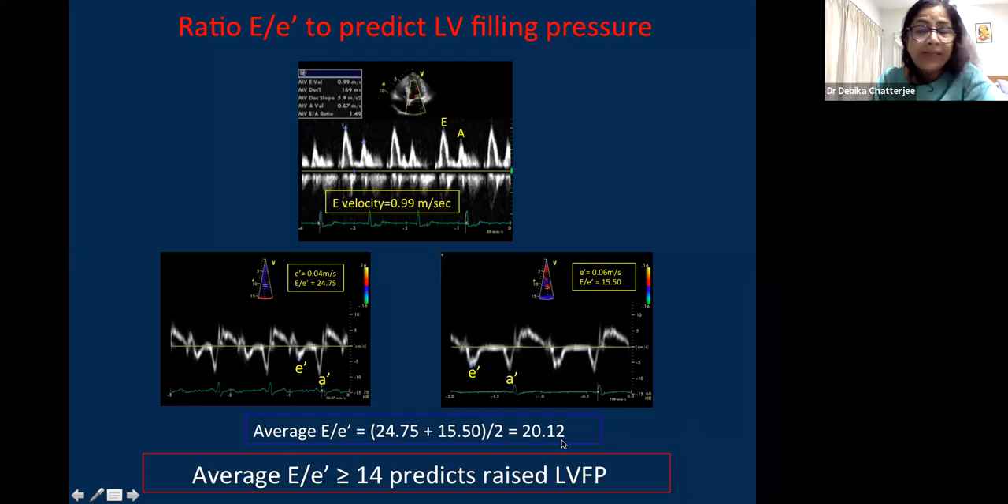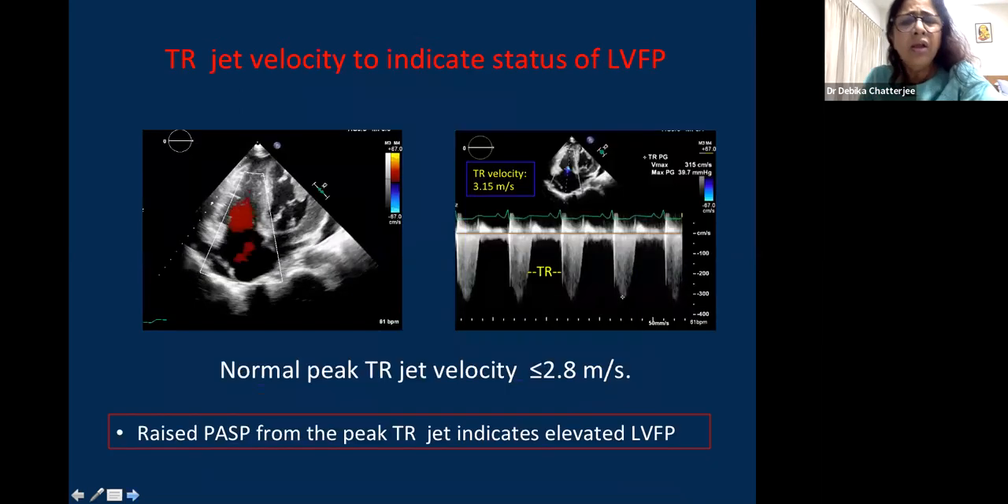Now, as per the latest ASE guideline, the average E by E prime equal or more than 14 predicts raised LV filling pressure. So this E by E prime value can predict the LV filling pressure, and we do it in this way.